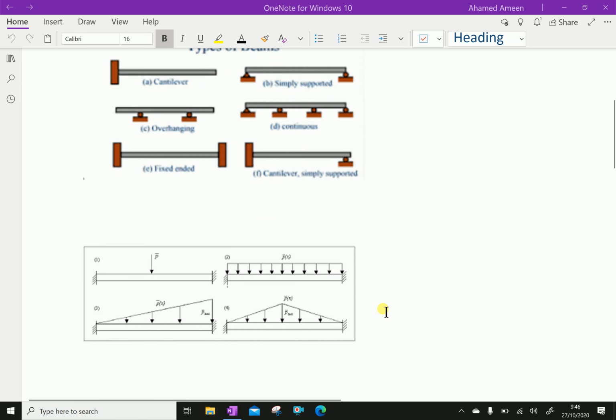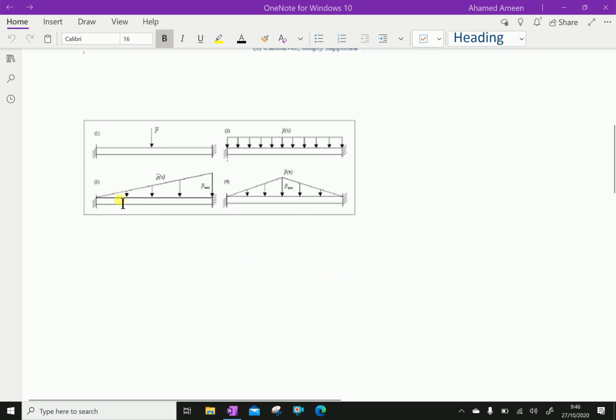Now let us discuss about the loading on the beam. First one, concentrated or point load. Here look at this beam. It's a fixed support beam, and at the center of the beam a concentrated load is acting vertically downwards.